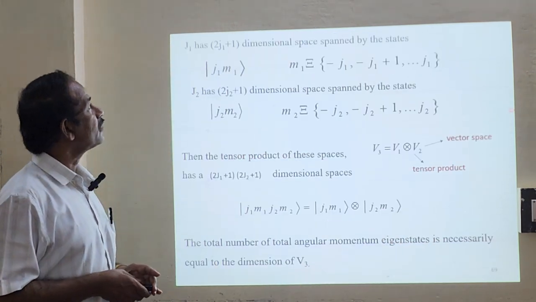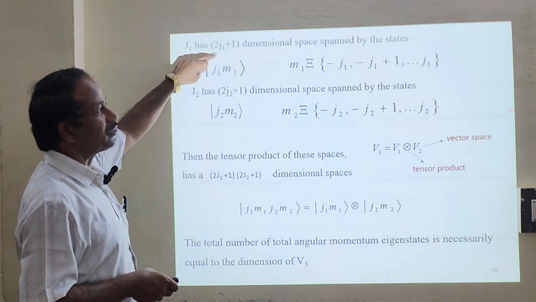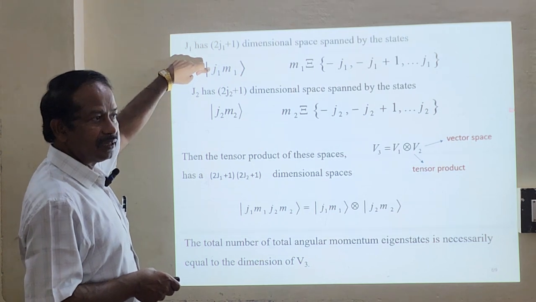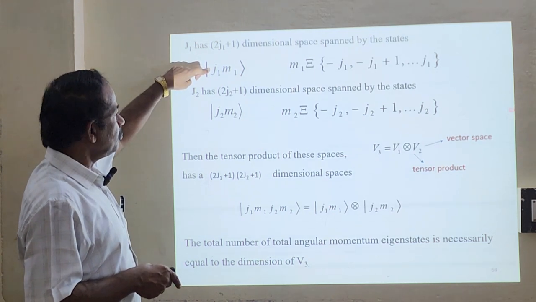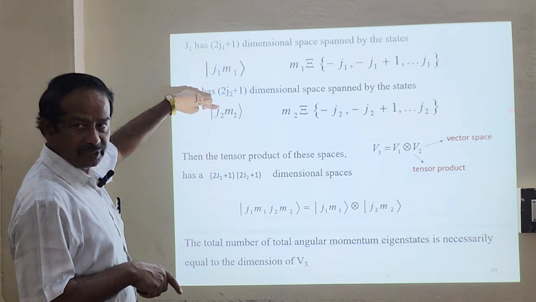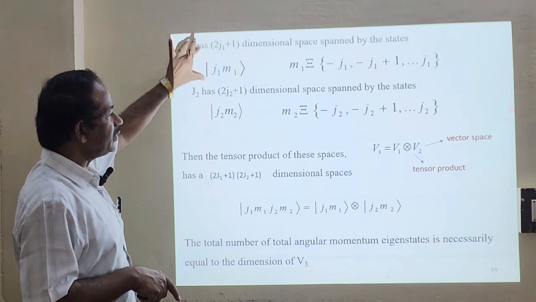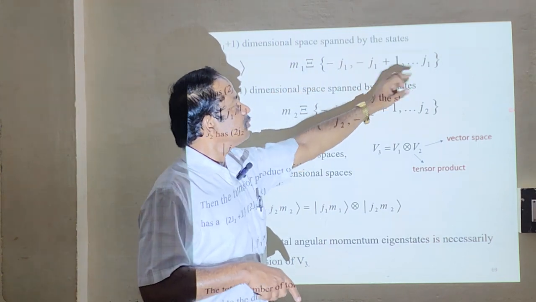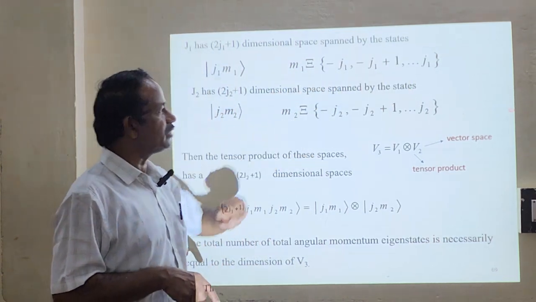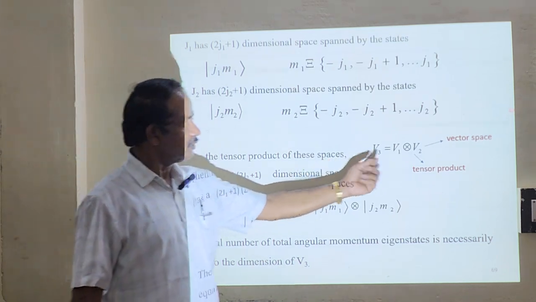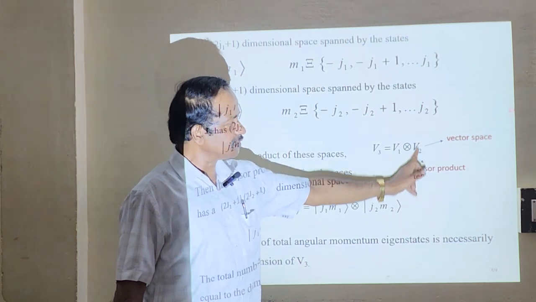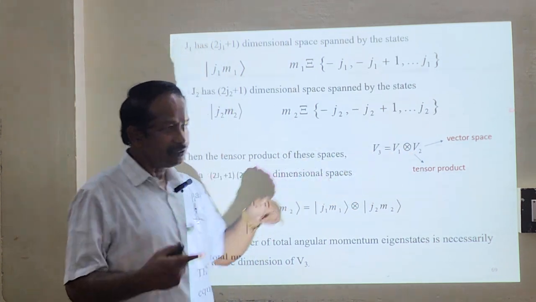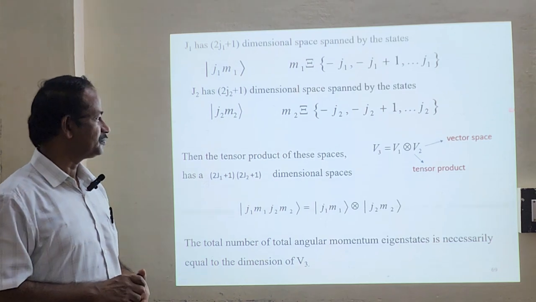Now J1 has 2J1 plus 1 dimension and J2 has 2J2 plus 1. This has a basis |J1 M1> and this has a basis |J2 M2>. So we know already the joint eigenstates, and this will have joint eigenstates for this one. M1 goes from minus J1 to plus J1, M2 goes from minus J2 to plus J2. This is for the first space and this is for the second space. You have the tensor product and the answer will be V3, which also will belong to the same space.